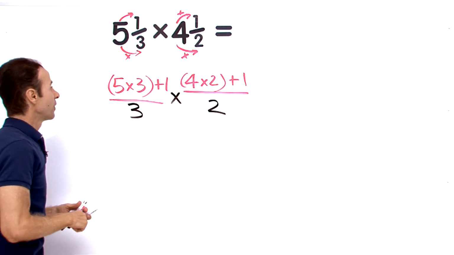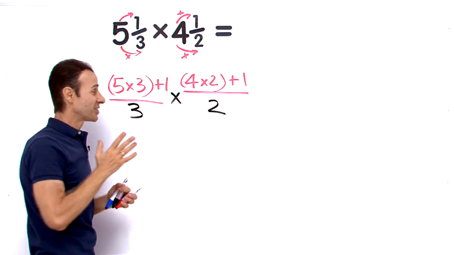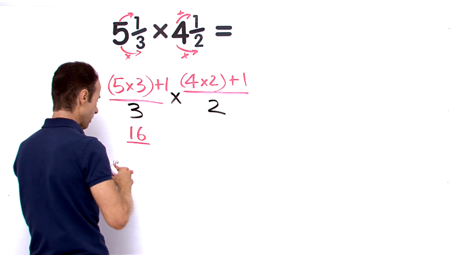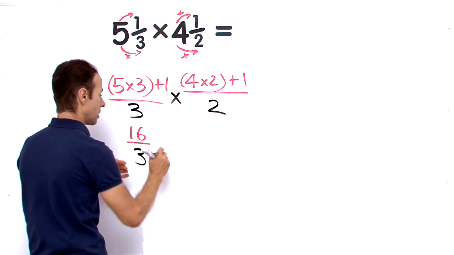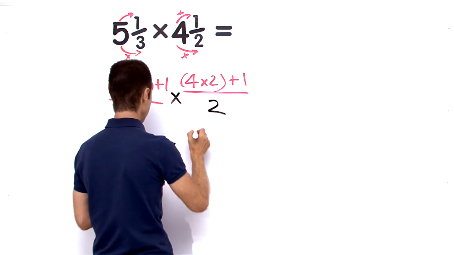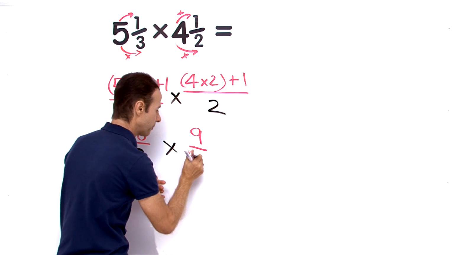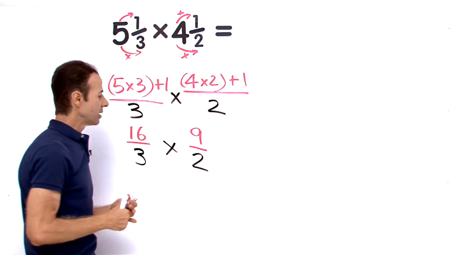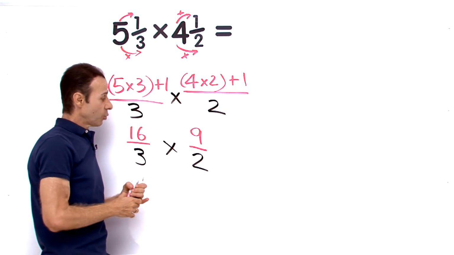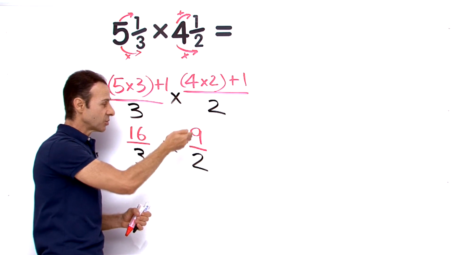Okay, let's further simplify this. On the top, we have 5 times 3, which is 15, plus 1 is 16. So on the top, we have 16 all over 3, multiplied by 4 times 2 is 8, plus 1 is 9. Over 2, which stays the same. Okay, now we can cancel top and bottom diagonally. Well, the 2 doesn't go into the 9, and 3 doesn't go into 16, so we cancel diagonally.